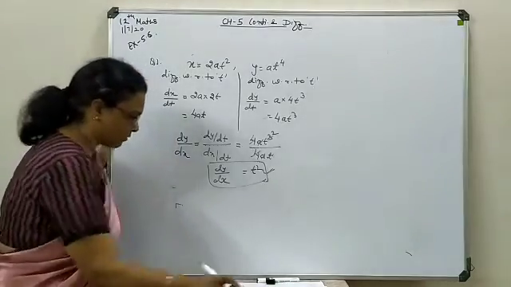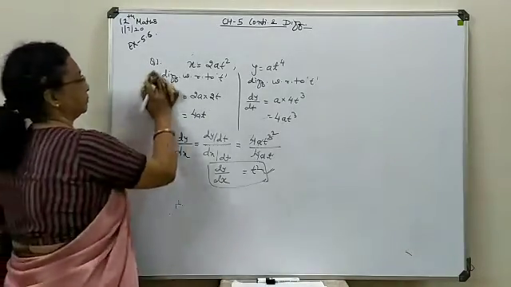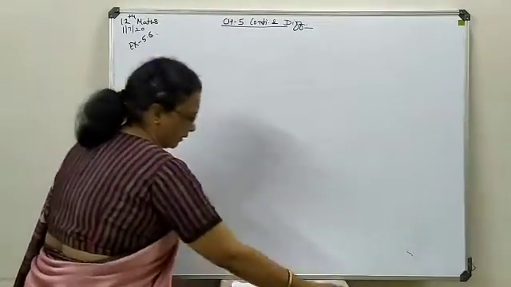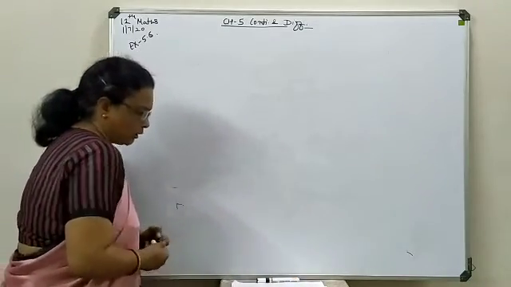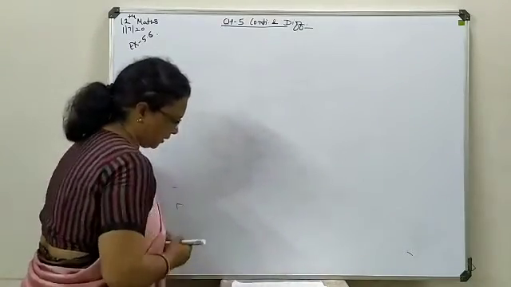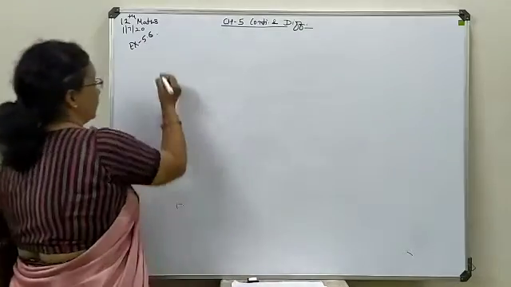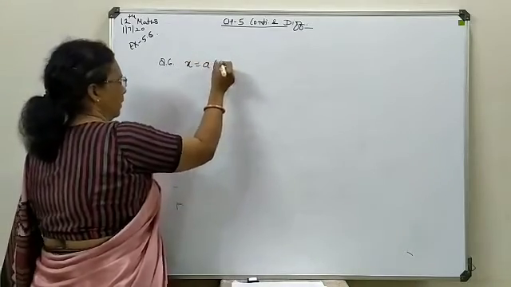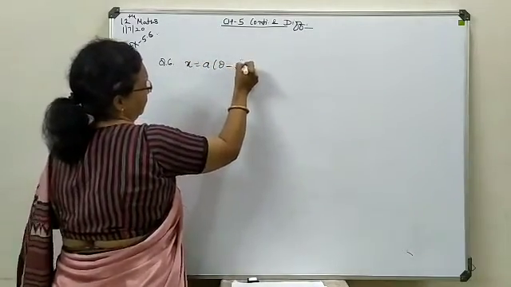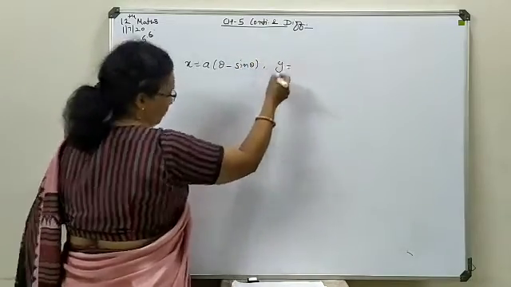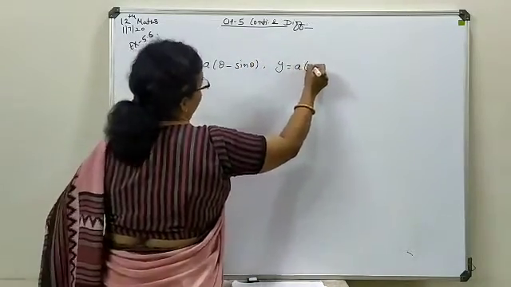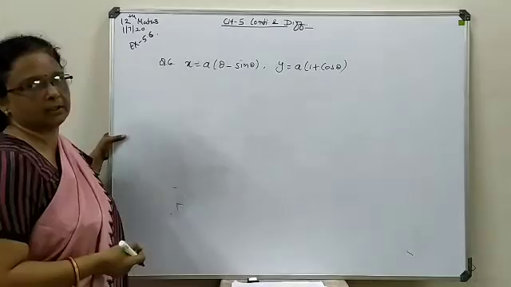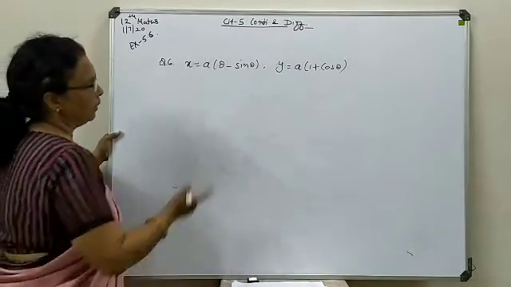Now one more question we try to attend, that is the sixth one. In the sixth one, combinations are available in terms of theta. In the sixth question, x is available as a(theta minus sin theta), and the second variable y is available as a(1 plus cos theta). Obviously your third variable is theta, so differentiate both the variables with respect to theta.